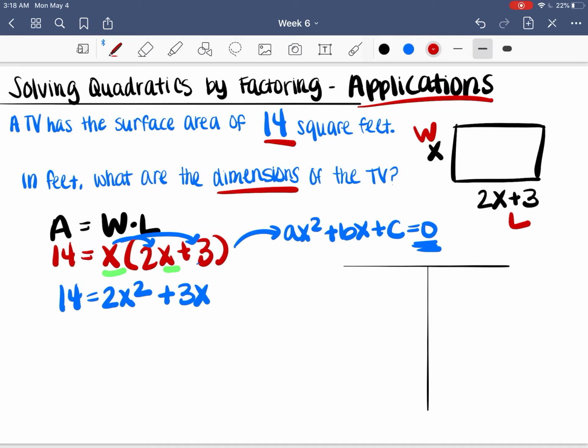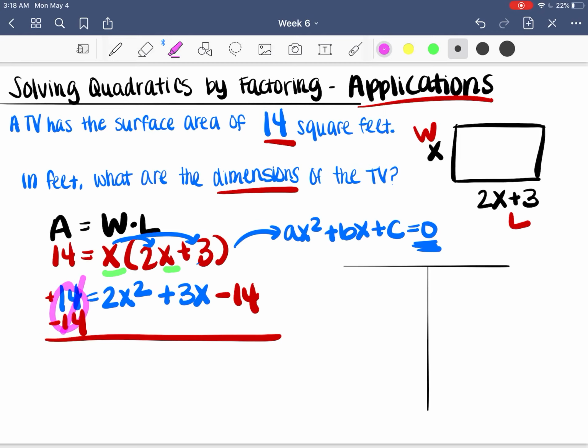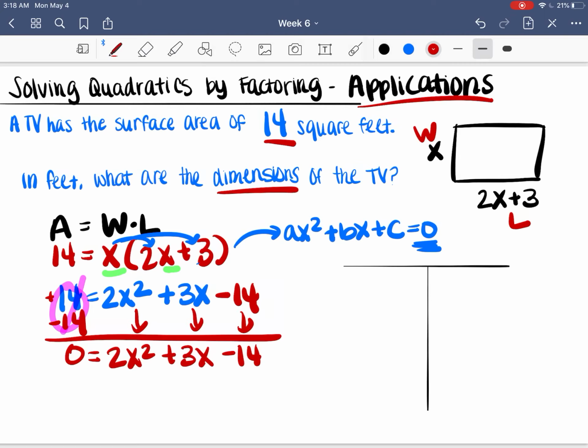So the way that we get this to go away is that I'm going to do the opposite of this positive 14, which is negative 14. I'm going to subtract 14 from both sides. 14 minus 14 gives me 0. So finally on this side, we have one side equal to 0, which is great, which is what we wanted to get done. And I am going to bring everything else down. So now I have it in this form. I have 2x squared plus 3x minus 14 is equal to 0. So great. So now we're trying to find out what x is equal to.